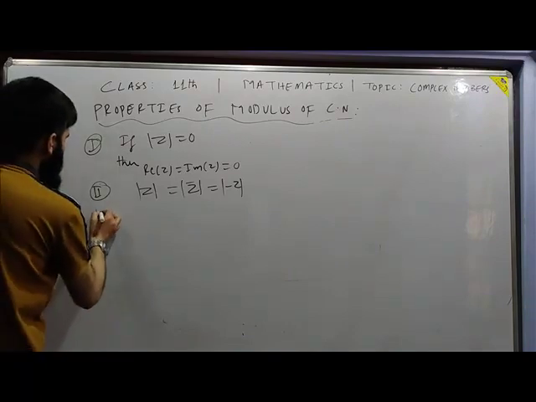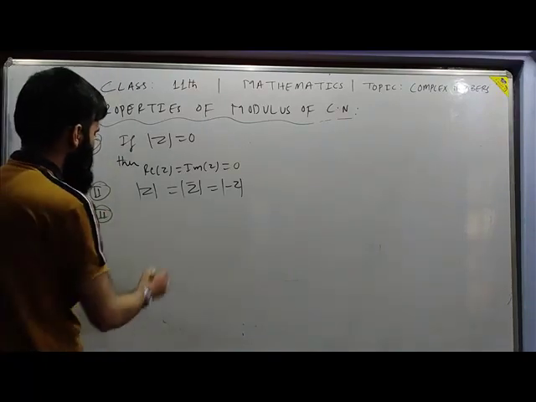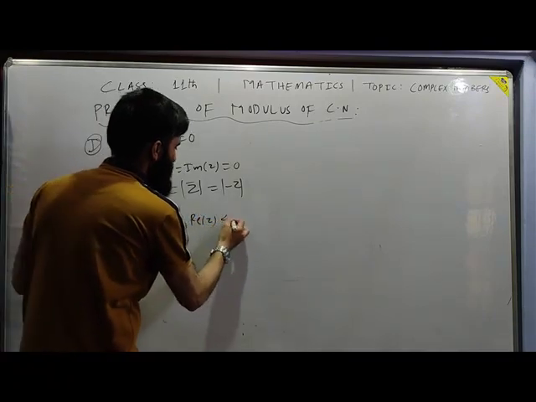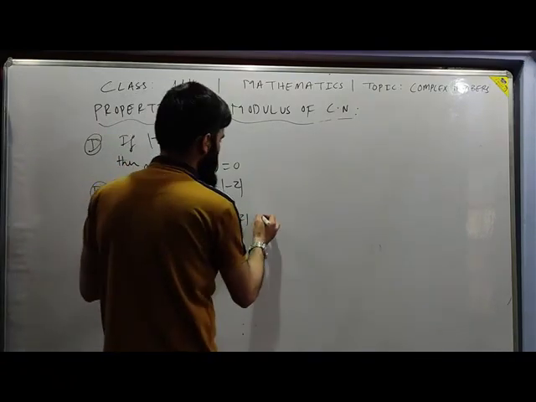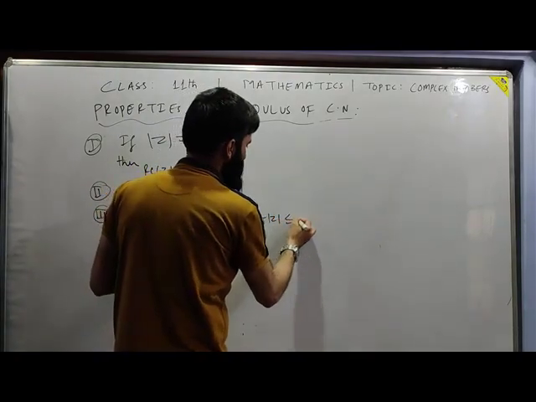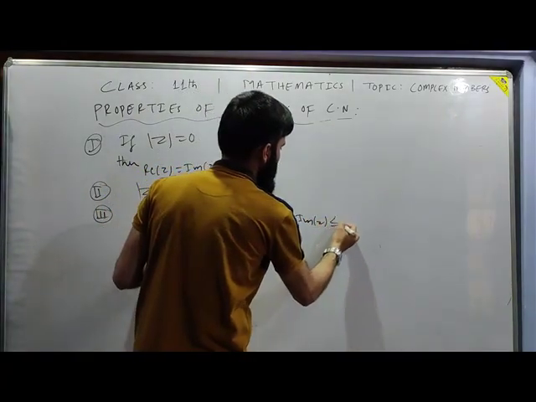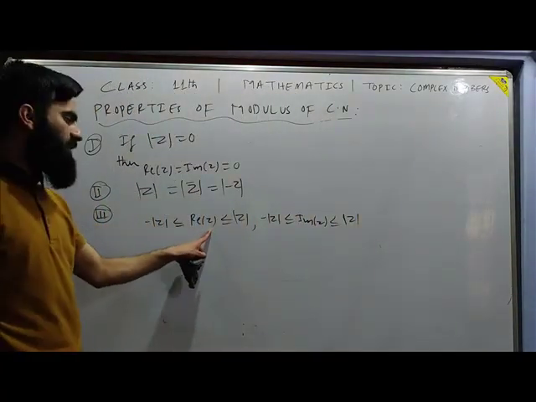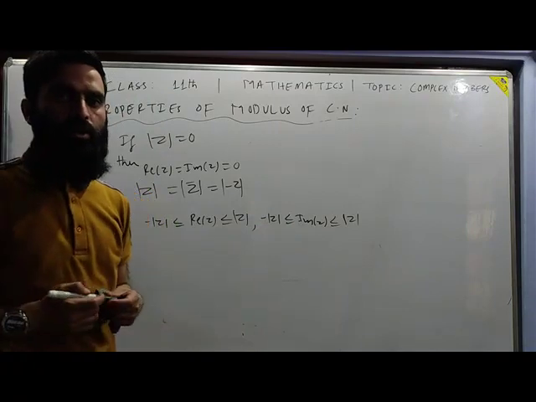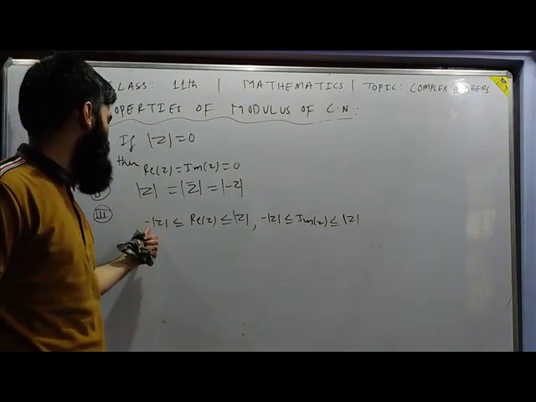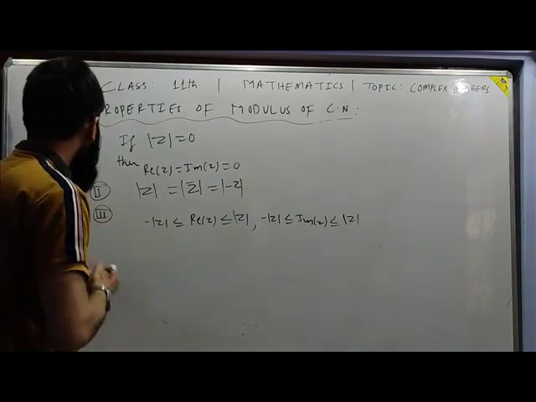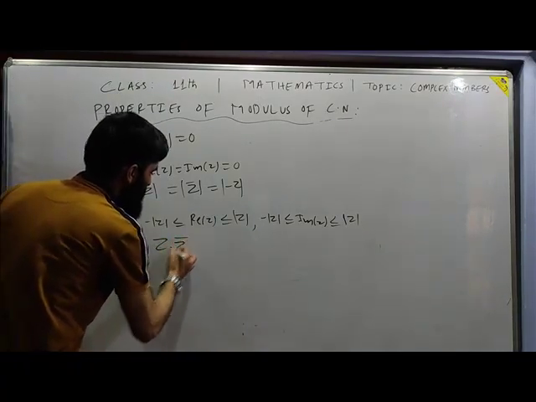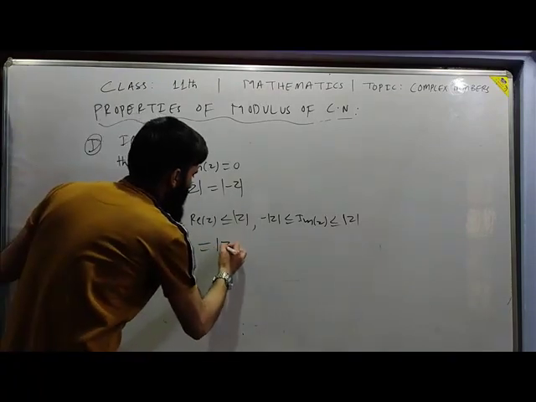And the third property we discussed is minus mod of z is less than or equal to the real part of z, which is less than or equal to mod of z. Similarly, minus mod of z is less than or equal to the imaginary part of z, which is less than or equal to mod of z. So the real part and the imaginary part both sit between minus mod of z and plus mod of z. The fourth property is z dot z conjugate is equal to mod of z square.